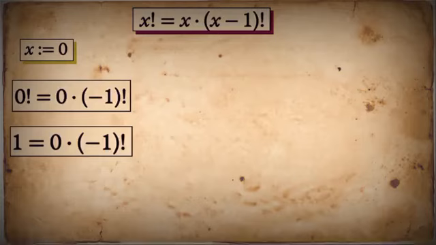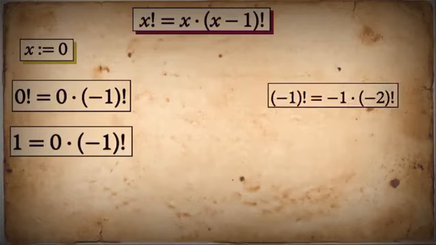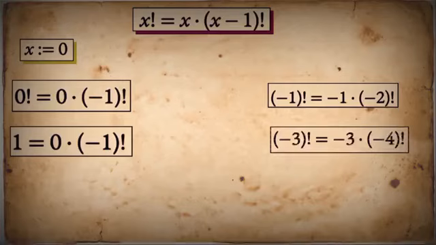If we continue further and substitute x equal to negative 1 into the recurrence, we get the factorial of negative 1 equals negative 1 times the factorial of negative 2. Since the factorial of negative 1 is already undefined or infinite, this equation just propagates the problem. The factorial of negative 2 is equally problematic. The same issue repeats at every negative integer. Substituting x equals negative 3 gives the factorial of negative 3 equals negative 3 times the factorial of negative 4.